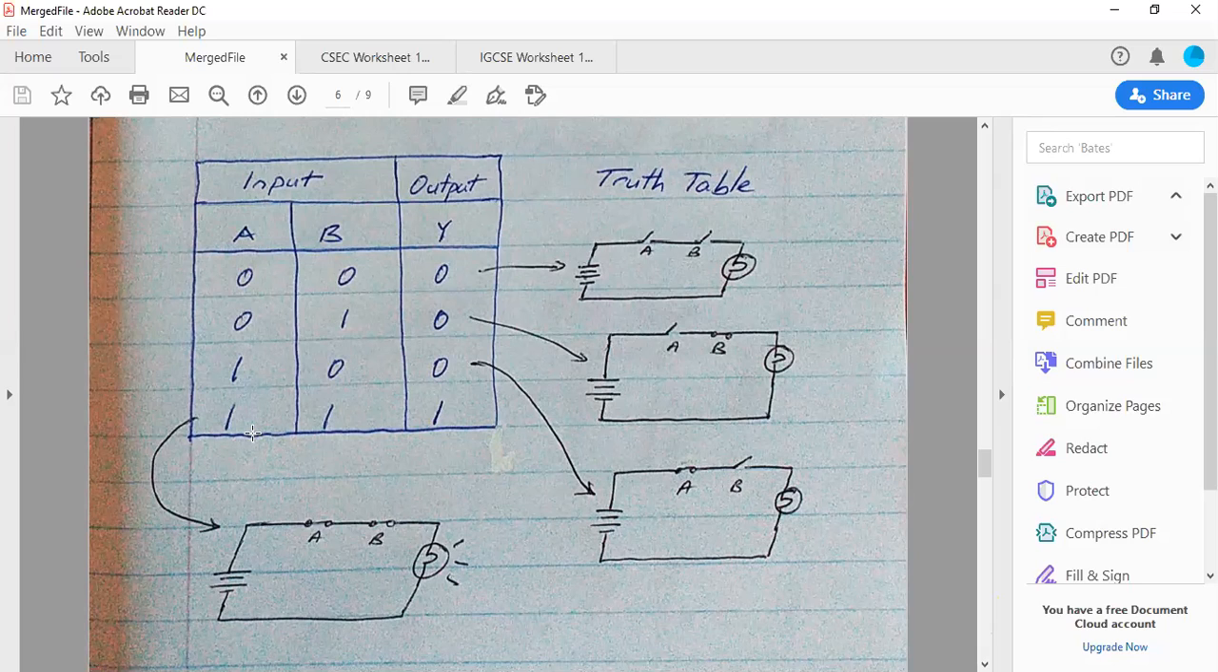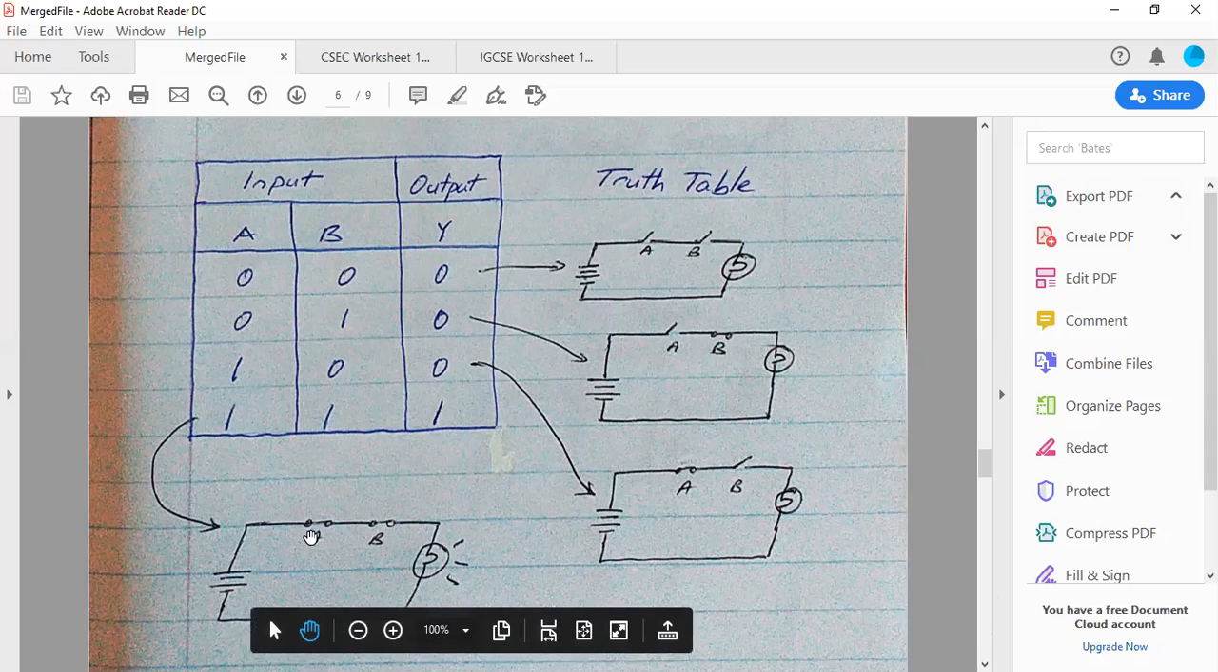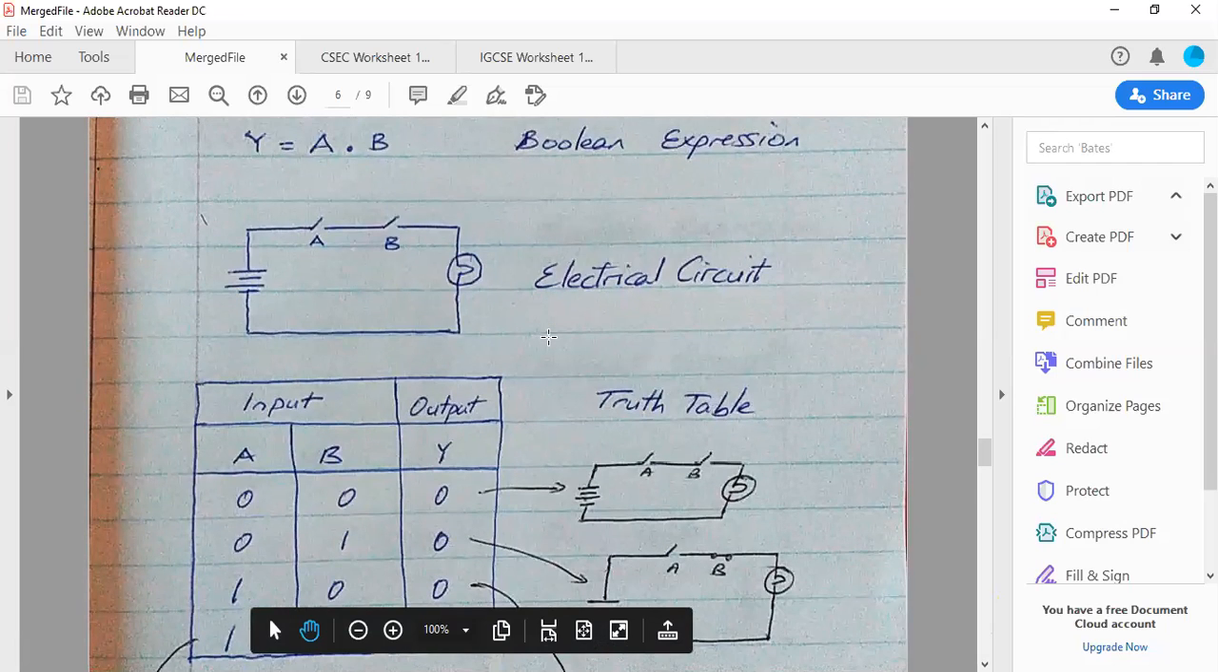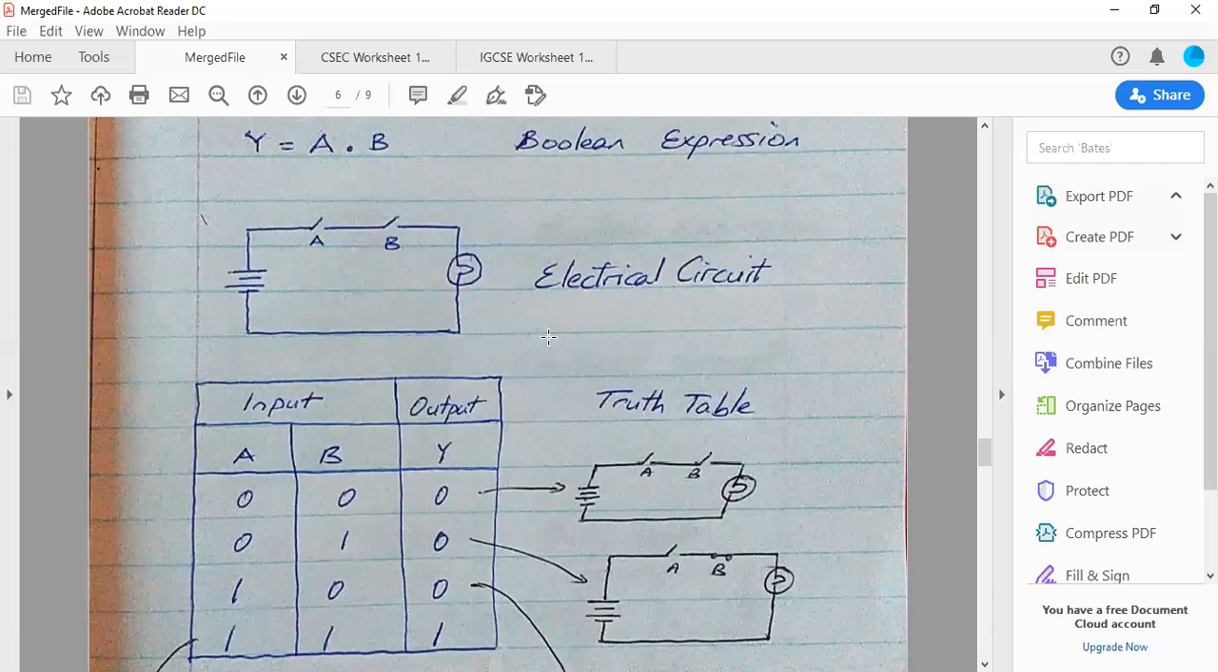And for your last, which is the fourth row, if switch A and switch B are 1, both of them are closed, current is going to flow through switch A, flow through switch B and to the bulb, causing it to light. And I get an output of 1. So you can use the electrical circuit to create the truth table or the Boolean expression, which is a mathematical way to create the truth table. Whichever way you feel comfortable using, you can use.